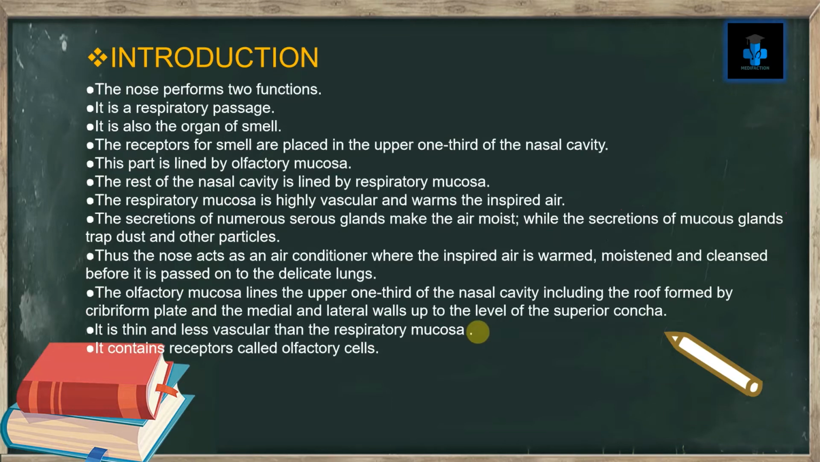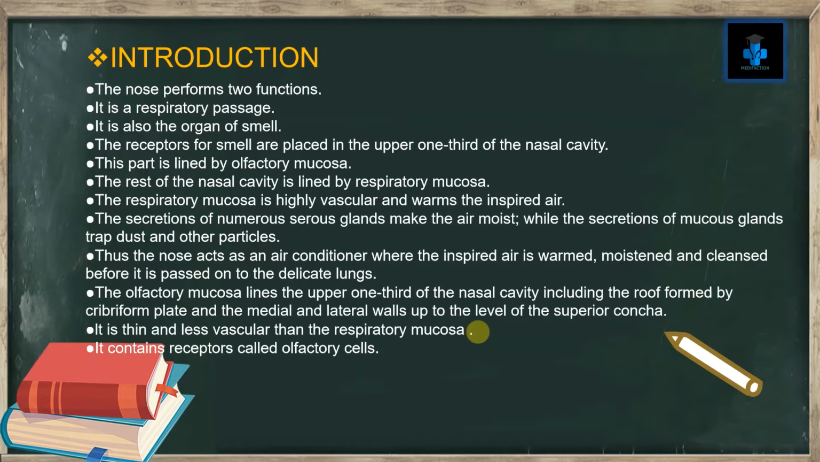Introduction. The nose performs two functions. It is a respiratory passage. It is also the organ of smell. The receptors for smell are placed in the upper one-third of the nasal cavity. This part is therefore lined by olfactory mucosa. The rest of the nasal cavity is lined by respiratory mucosa.